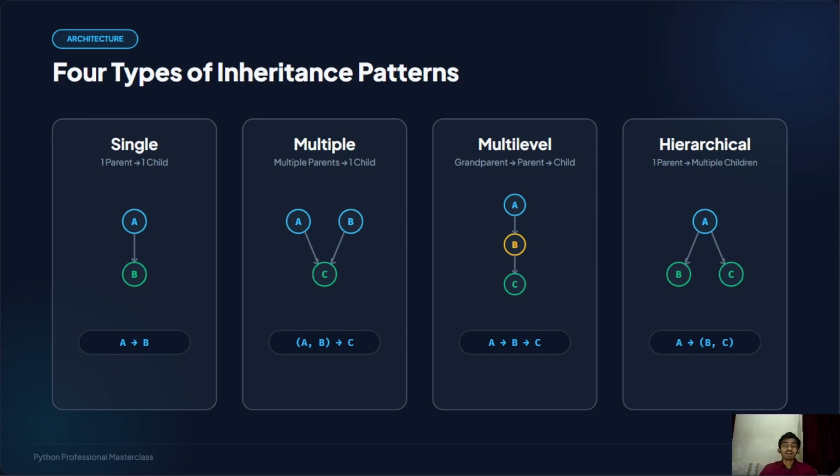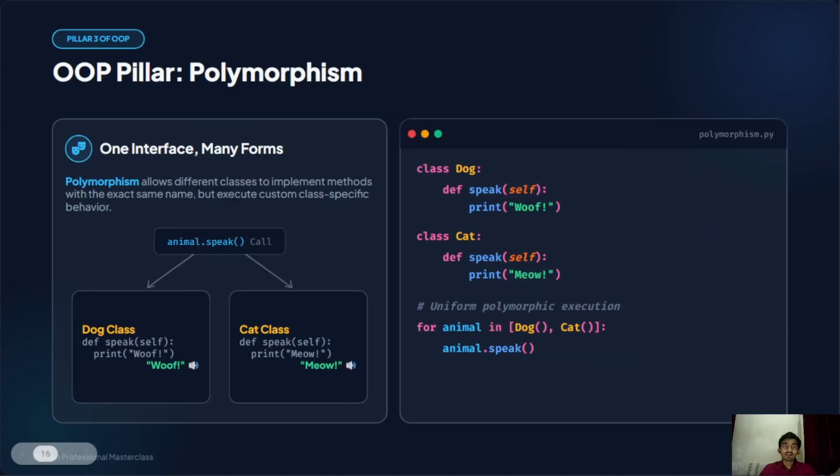Now, as we have learned that, let's move to the next pillar called polymorphism. The word polymorphism comes from two words: poly, which means many, and morph, which means forms. So basically, polymorphism means one interface and many forms. In Python, different classes can have methods with the same name, but each class performs its own version of the method. Let's understand this with a real life example.